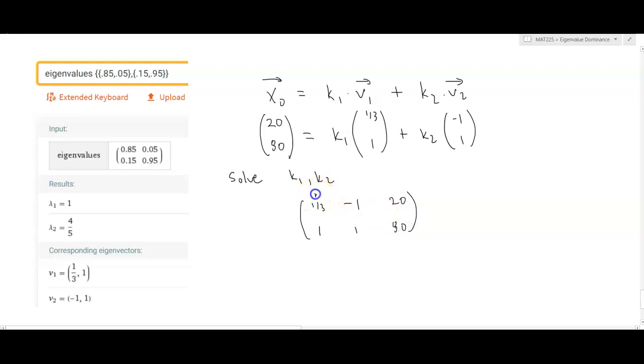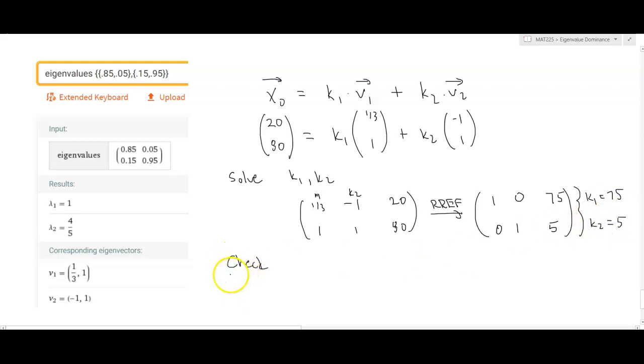So again, our k1 column, our k2 column, and performing Gaussian elimination on this using technology, we would get 1, 0, 75, and 0, 1, 5. So this tells me that k1 is 75 and k2 is 5. And again, we're just going to check to make sure this works out, so we believe it.